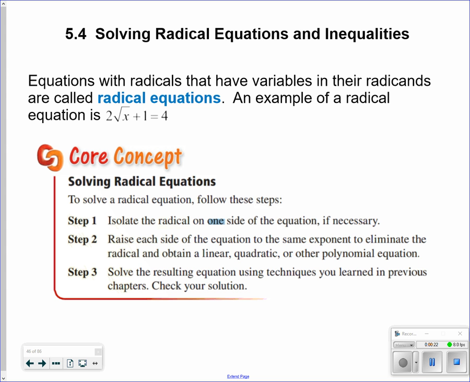So the first step is you have to get one of the radicals by itself. So you have to isolate one radical. There might be more than one radical in a particular question, so you ultimately have to get one of them by itself. Then raise each side to eliminate the radical. If it's a square root, you would square both sides. If it's a cube root, you would cube both sides, and so on. And then solve the resulting equation.